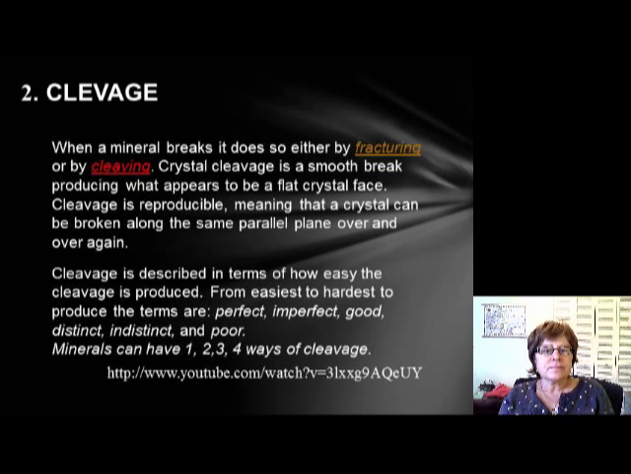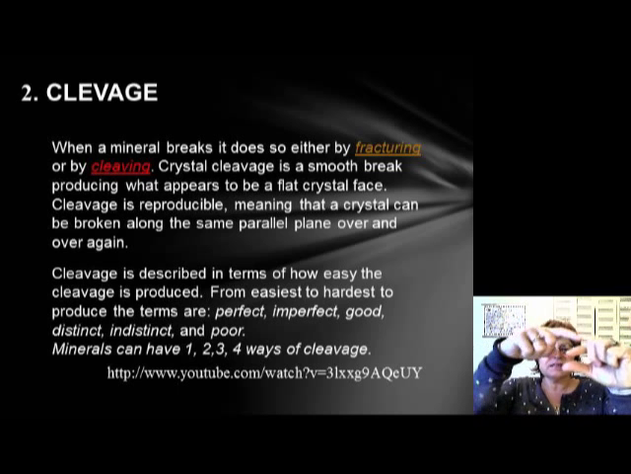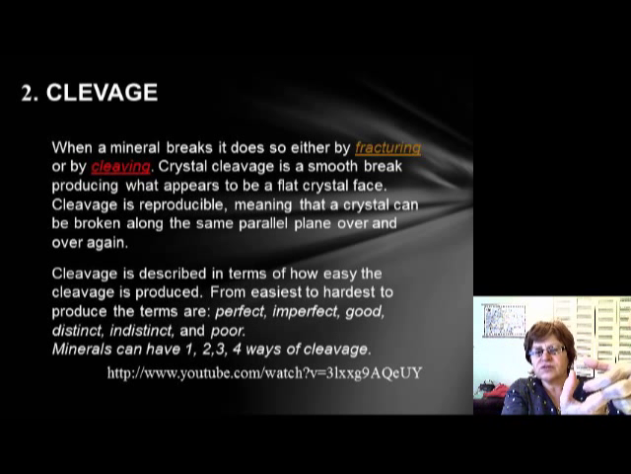Cleavage can be from perfect to imperfect, good, distinct, indistinct, and poor, just like humans, interestingly. Minerals can have one, two, three, or four ways of cleavage. When you look at the different ways of cleavage, of course, ask me in the lab. I'll help you with it. When you have two parallel sides with cleavage, that counts as one. So you can have one, two, three, and four ways of cleavage.